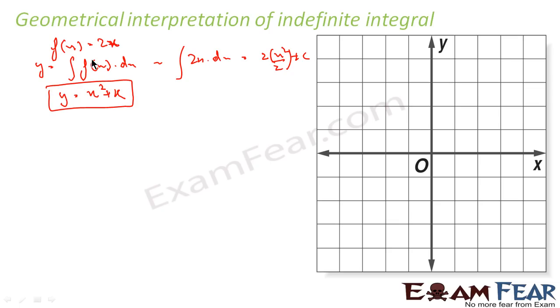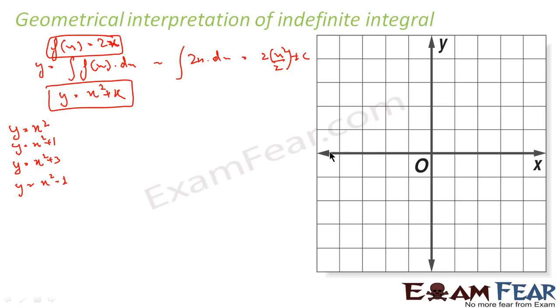I can take any values of k. If I take k is equal to 0, my equation becomes y is equal to x square. If I take k is equal to 1, my equation becomes y is equal to x square plus 1. If I take k is equal to 2, this becomes x square plus 2. If I take k is equal to minus 1, this becomes y is equal to x square minus 1. So there are so many equations which you can form from the integration of this function.